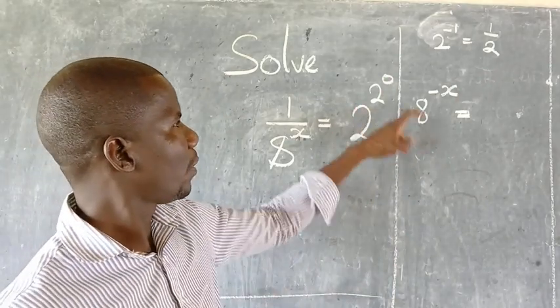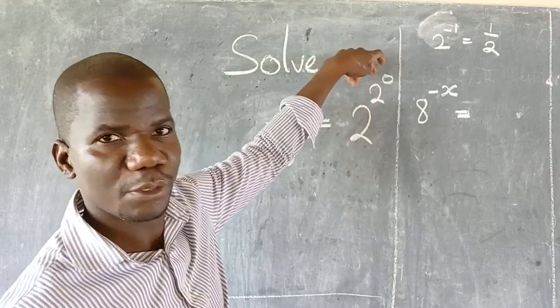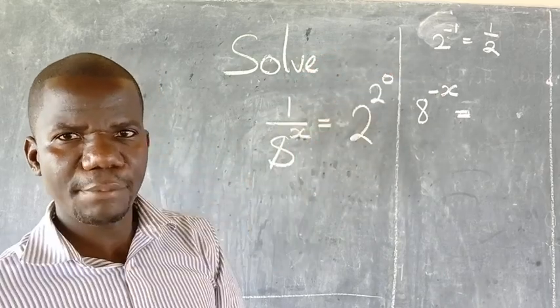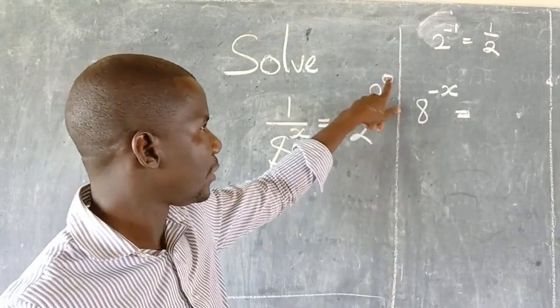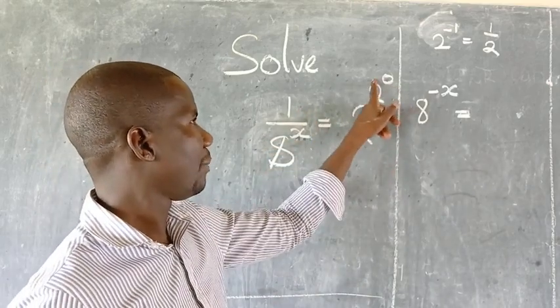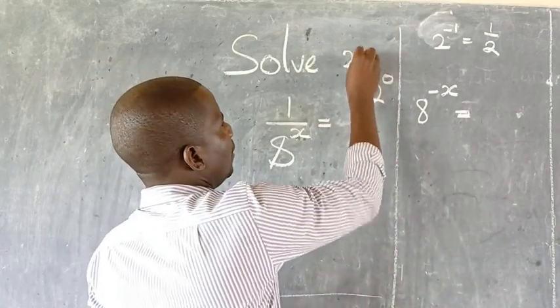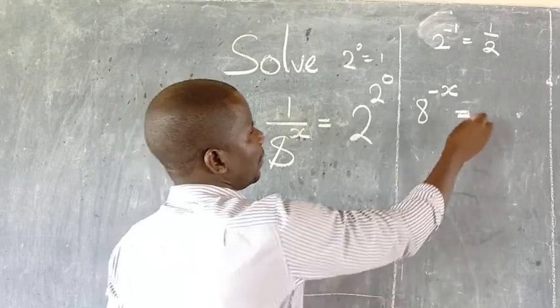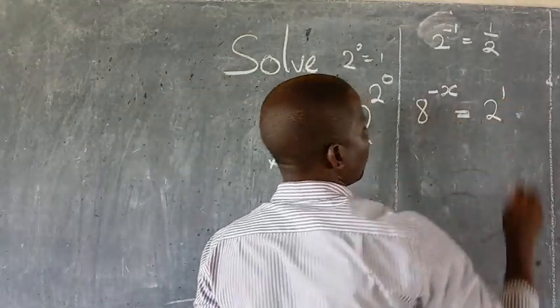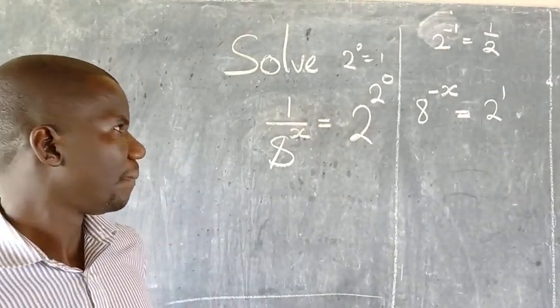But in the case of this one, we need to simplify this part here. You remember that any base raised to 0 is equal to 1, apart from 0 itself. So this 2 to the power 0 is going to end up as 1. So here we have 2 to the power 1. I hope that is building sense.